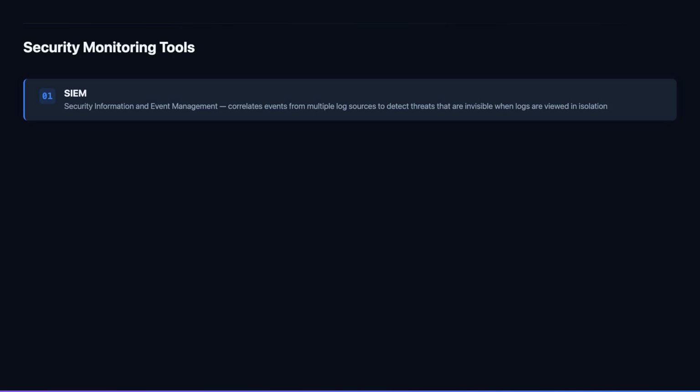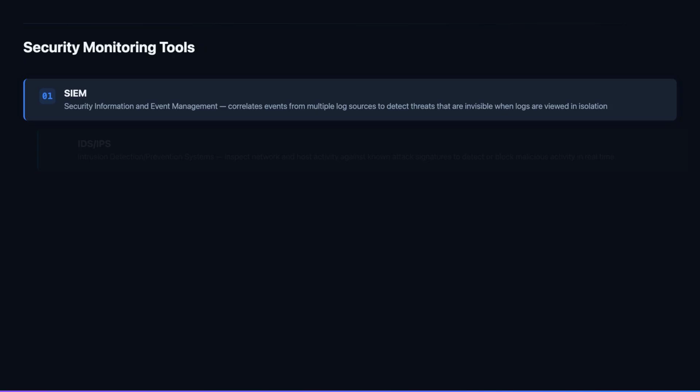A login success on its own is normal. A login success from an IP address geographically inconsistent with the user's previous behavior, followed immediately by bulk data access, is a compromised account. Only a system that correlates events across sources and time can reliably detect these distributed attack patterns at scale.